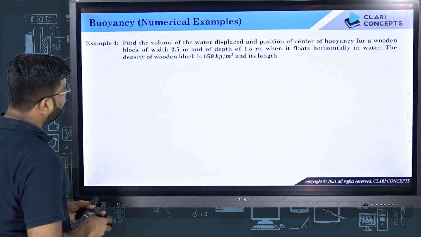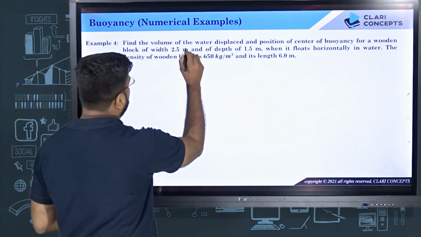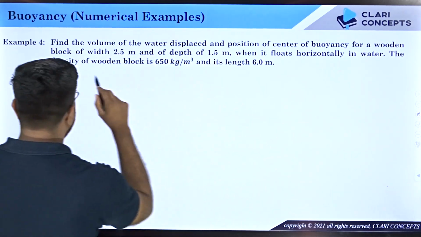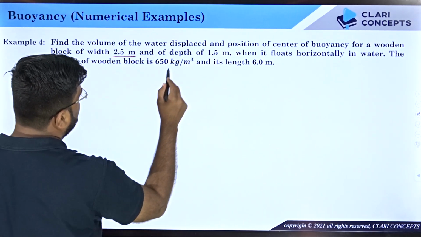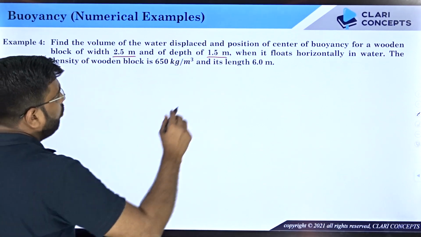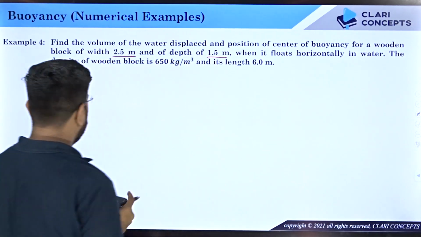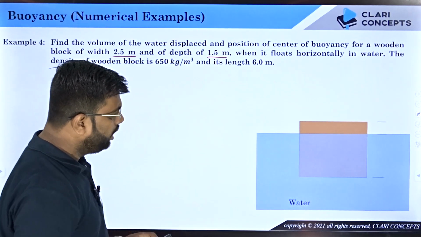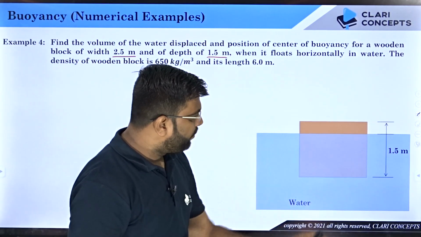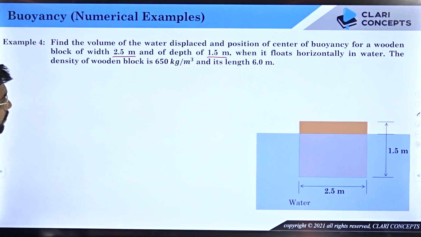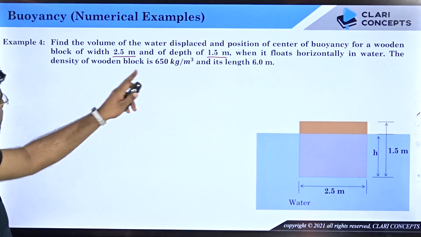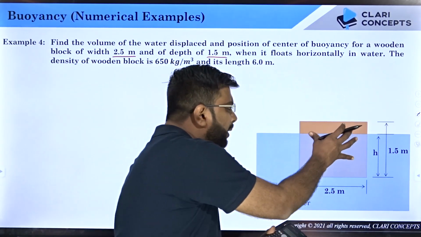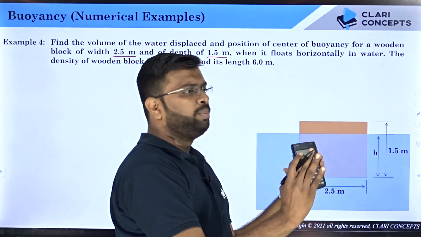So let us talk about the fourth example. Find the volume of the water displaced and the position of center of buoyancy for a wooden block of width 2.5 meter and depth 1.5 meter when it floats horizontally in water. So I have water and a wooden block which is floating on the surface of water with a height of 1.5 meter and a width of 2.5 meter. The density of the wooden block is 650 kg per meter cube and the length of the block is 6 meters. So the perpendicular length that they are saying is 6 meter, right?